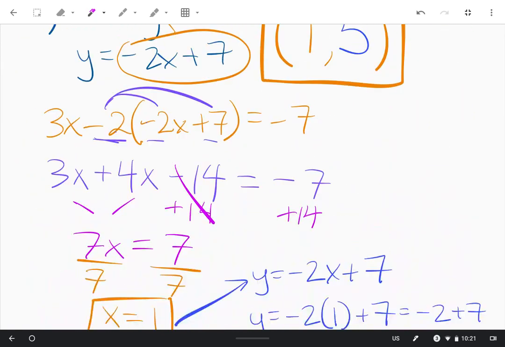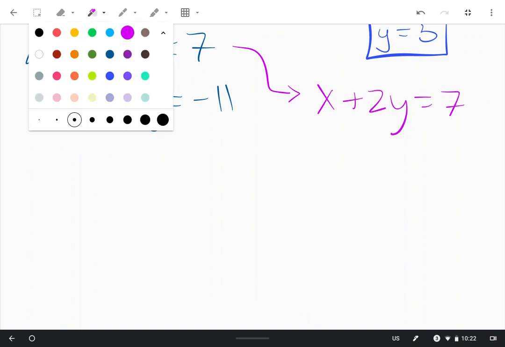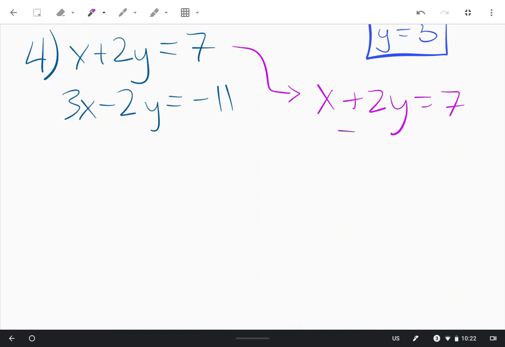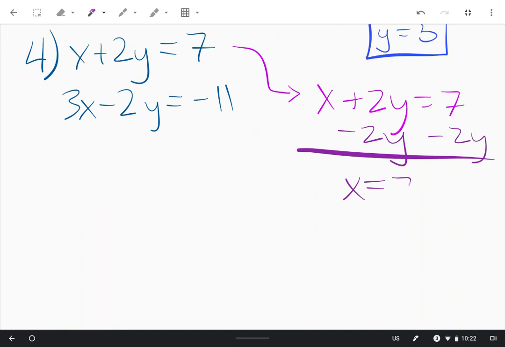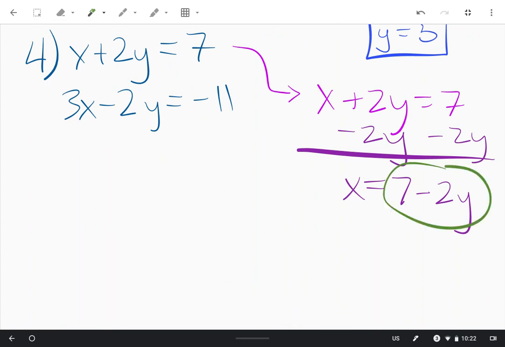All right, I'm going to do one more example, and then hopefully you can try these out on your own. Okay, in this one, it looks like the first equation is going to be the one that's easier to solve. So we're going to do x plus 2y equals 7, and we're going to subtract 2y. x equals 7 minus 2y. And then I'm going to take that and plug this into the x value here.